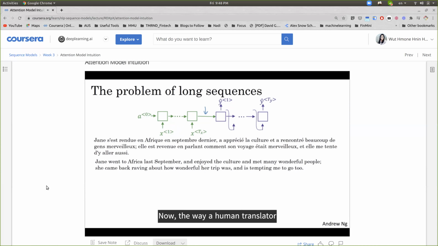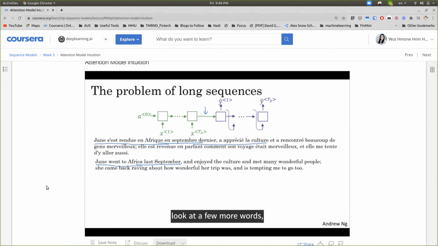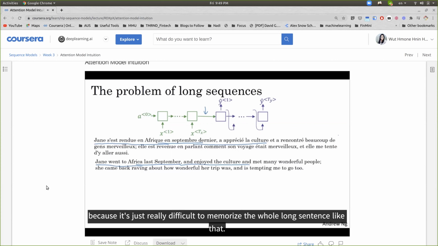Now, the way a human translator would translate the sentence is not to first read the whole French sentence and then memorize the whole thing and then regurgitate an English sentence from scratch. Instead, what a human translator would do is read the first part of it, maybe generate part of the translation, look at the second part, generate a few more words, look at a few more words, generate a few more words, and so on. You kind of work part by part through the sentence, because it's just really difficult to memorize the whole long sentence like that.